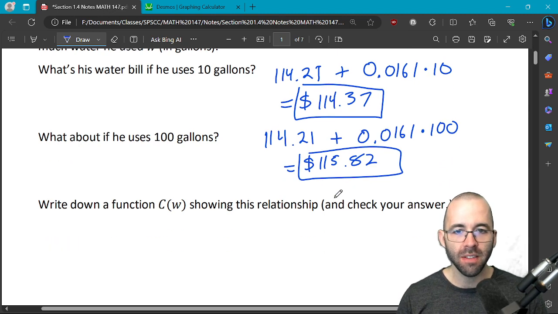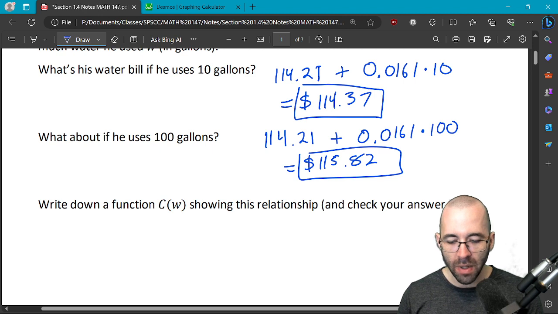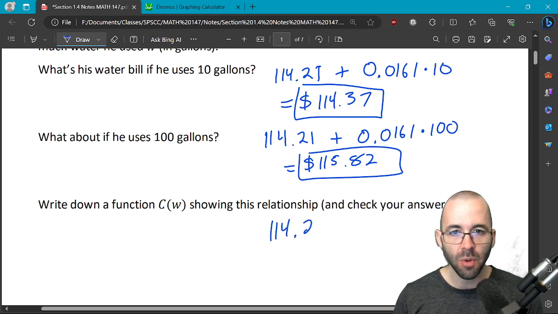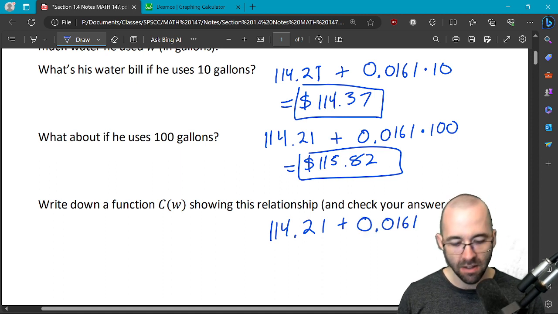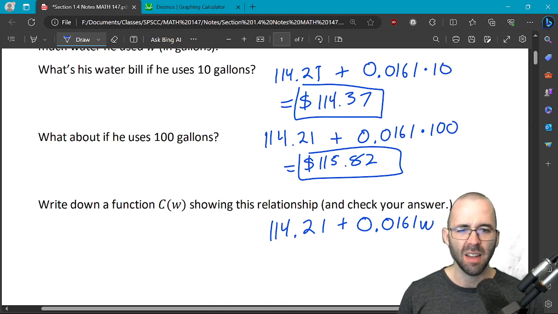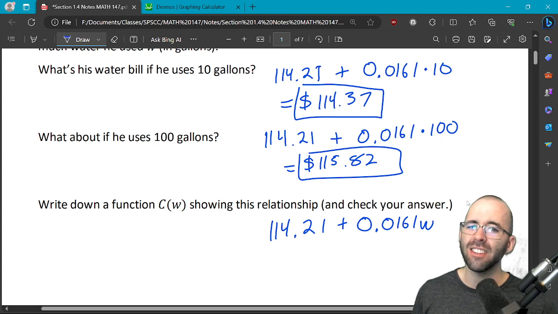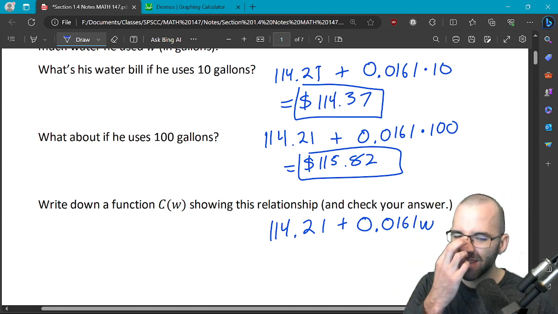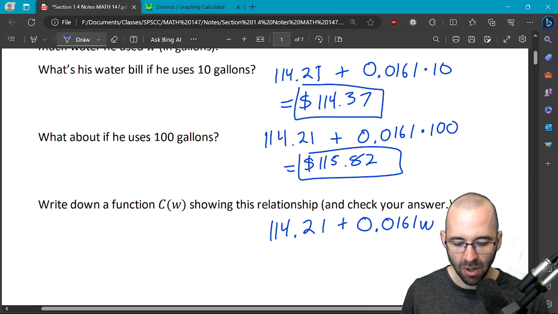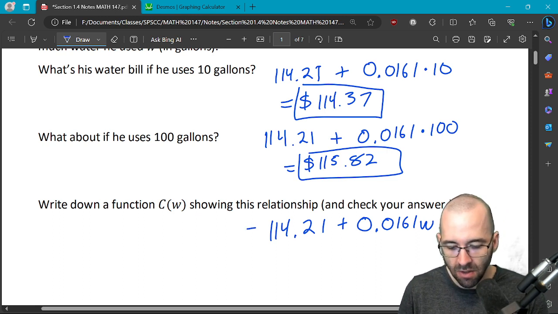For the water bill, well, the water bill is always going to be $114.21 plus how much I use for water. That's always going to be that same rate. It's this many dollars per gallon, and then just how many gallons I use. I'm using W here. G for gallons, I feel like would make more sense, but anything works. And then let's write this in function notation.